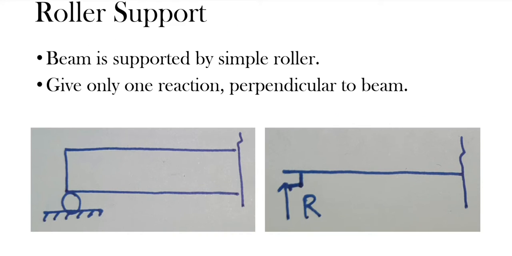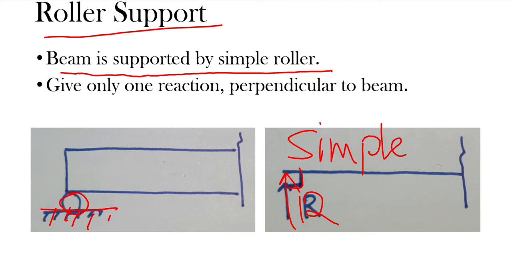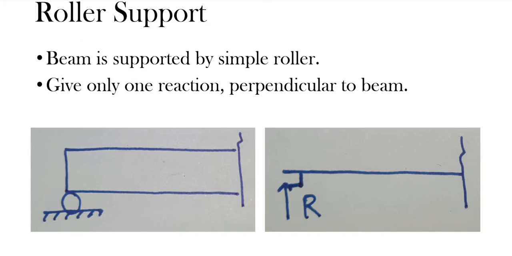So let's move forward. What is meant by the roller support? This is the second type of support, the roller support. The beam is supported by a simple roller, see here. What does it look like? It gives a reaction R in the perpendicular direction, same as the simple support. Its free body diagram is the same as the simple support, and it gives only one reaction perpendicular to the beam.